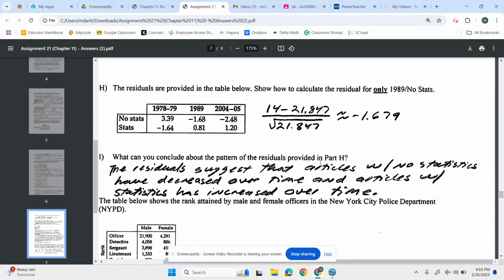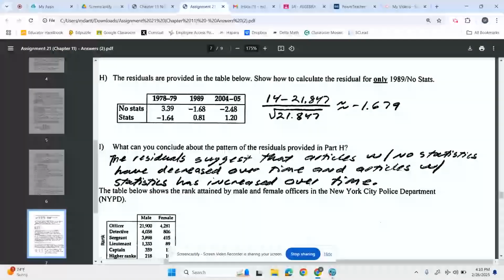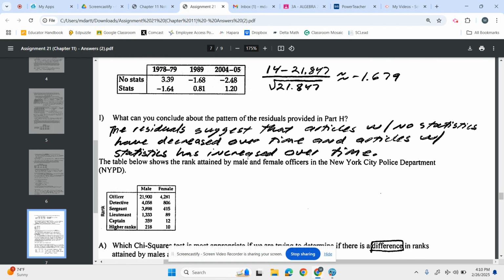The residual suggests that in the 70s, notice how you have big numbers. There were a lot more no stat articles in the 70s, and then as you get into the 2000s, there were fewer than we would have expected that had no stats. On the flip side, this negative means that there were fewer cases of stats in the 70s. This positive means there were more cases of stats in the 2000s. So the trend seems to say the closer we get to modern day, the more stats you have, and the further back you go, the fewer. Okay? That's what it seems to suggest.